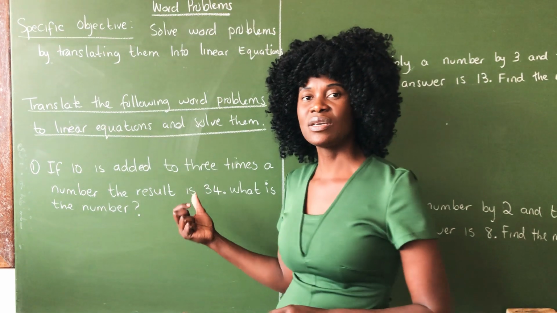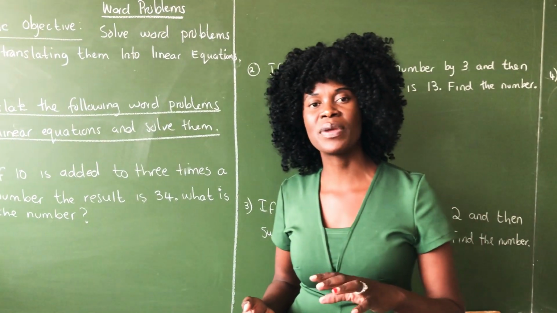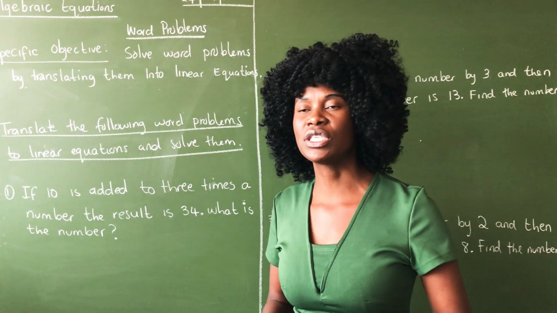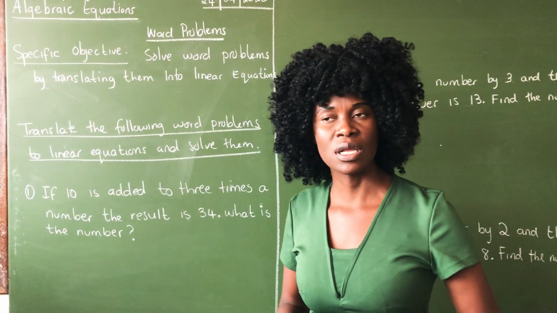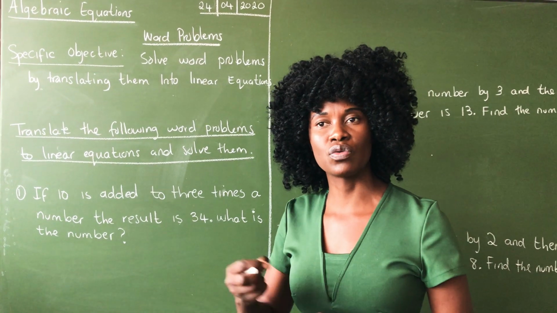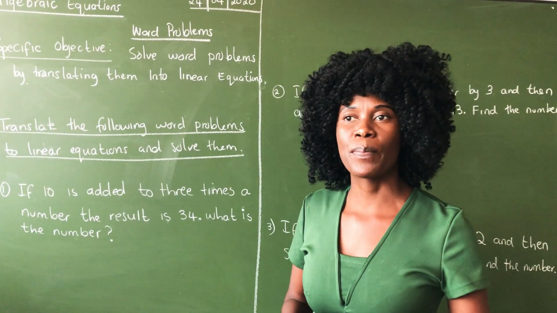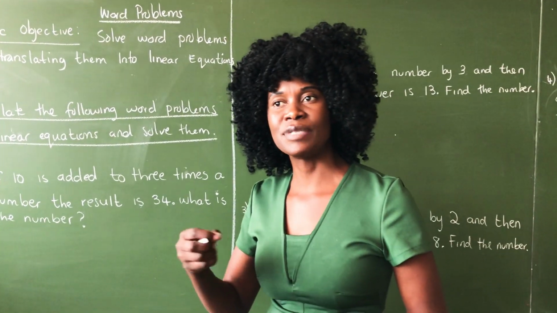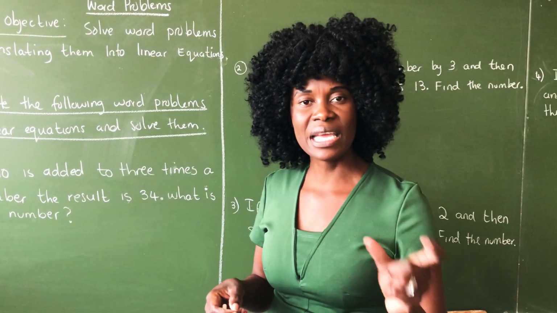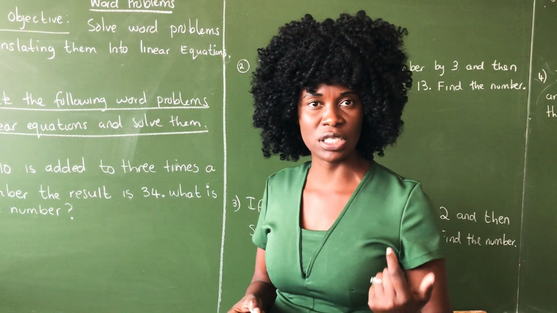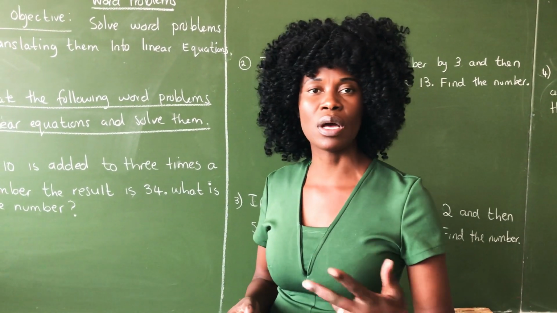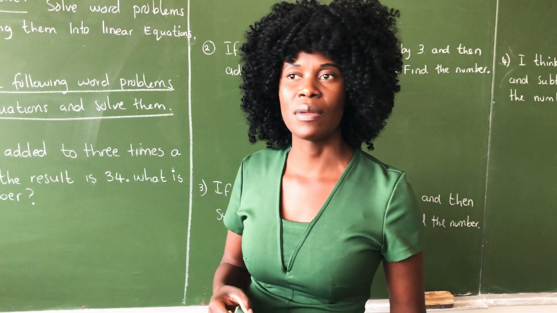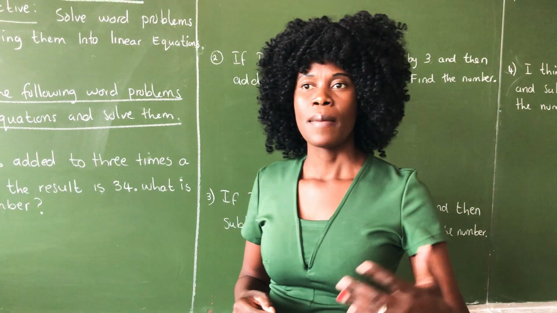So when translating word problems to linear equations, we must keep in mind the four operation signs: the addition, the subtraction, the multiplication, and the division. Which terms refer to addition? For example, when a problem talks about a number increased or a number has been added to, terms like increase, added to refer to addition. When we refer to subtraction, we'll be using terms like decreased, subtracted from, less than, and so on.